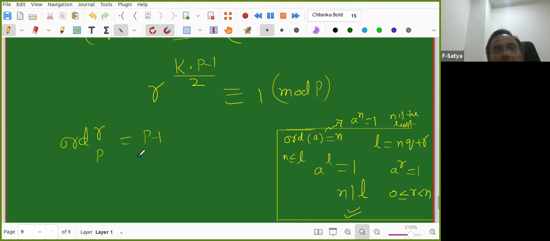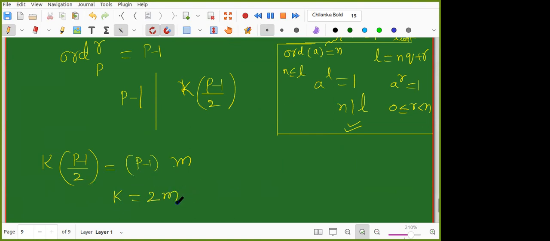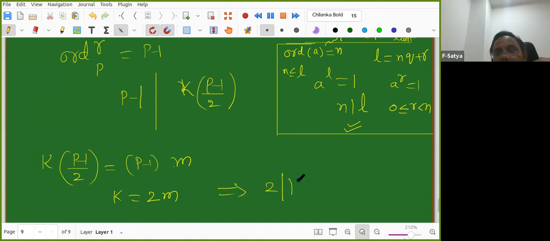Good. So now the order is this one, and here I'll get r power something equal to 1 mod p. That means p minus 1 divides this quantity k into p minus 1 by 2. So k times p minus 1 by 2 is equal to some m times p minus 1. But this means k is equal to 2m. Are you able to see that? So 2 divides k.